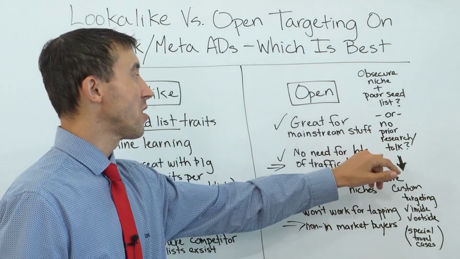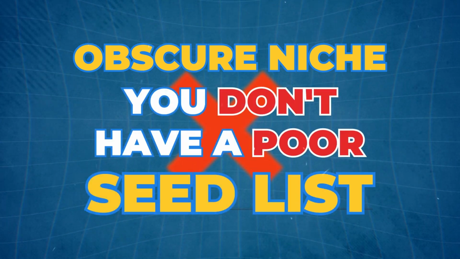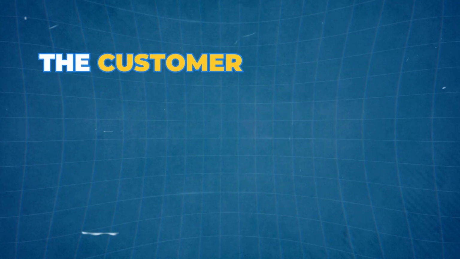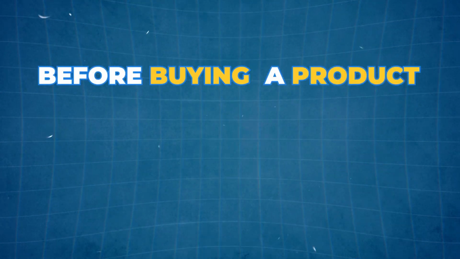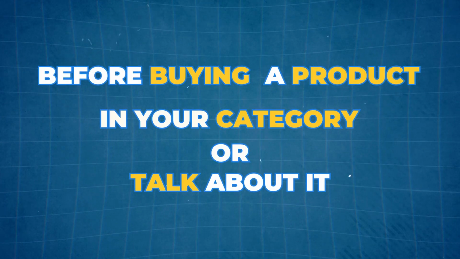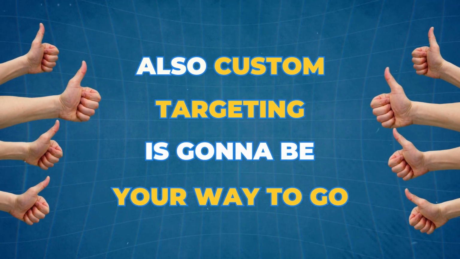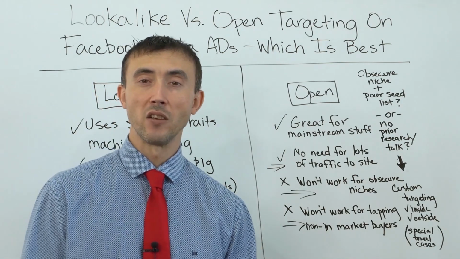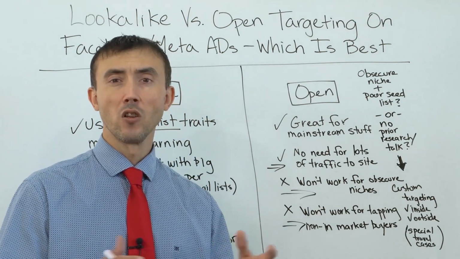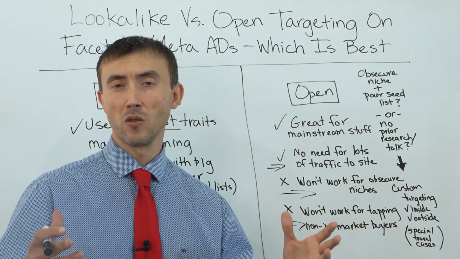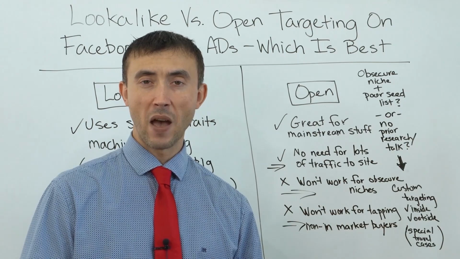But in addition to that, if you're in an obscure niche and you don't have a poor seed list, but also the customer prospect typically doesn't do much research beforehand before buying a product in your category or talk about it, custom targeting is also going to be your way to go. Just to give you an example of this, we had a client who sells custom travel cases. Let's say, and this isn't the exact niche, I can't give you the exact niche, but let's say it's custom camera bags, okay?